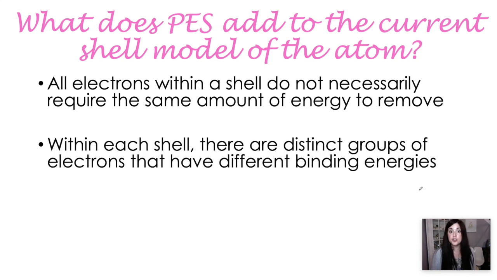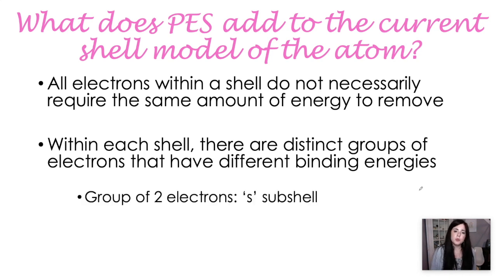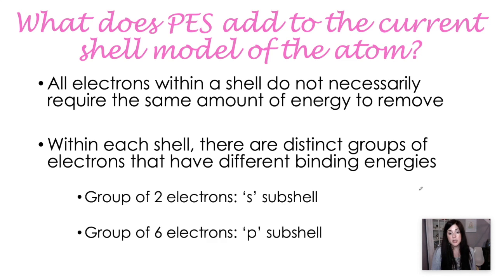And within each shell, there are distinct groups of electrons that have distinct binding energies. So that's like our 1s, or 2s, or 2p. We're going to see that they are very different. So for example, we have our group of 2 electrons, so that's like our S subshells, which is what it says down there. You have S subshells, and you also have those P subshells. It takes a different amount of energy to remove electrons from each of those.